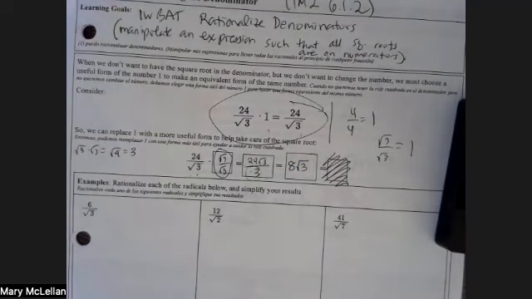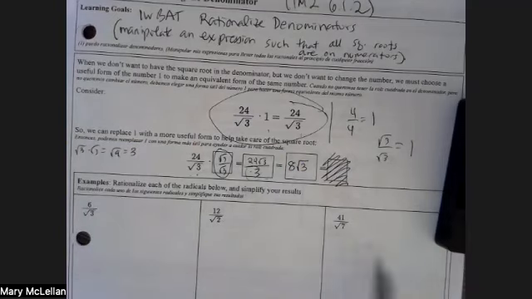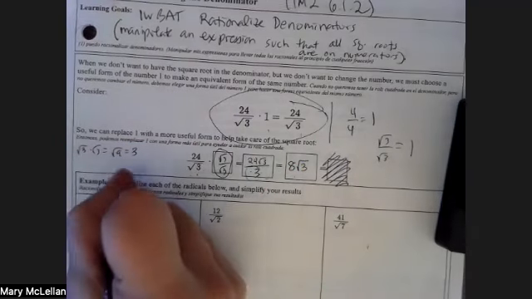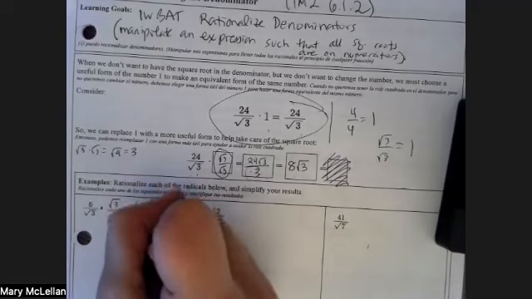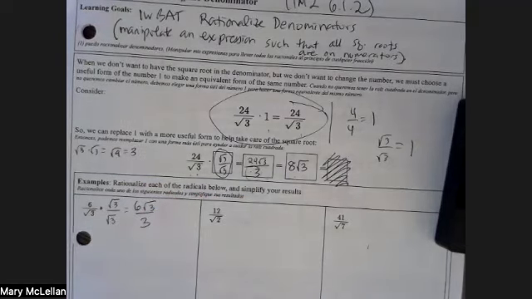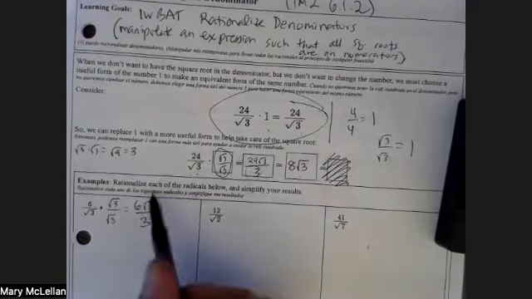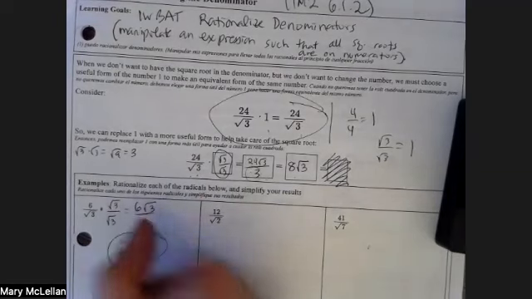Let's do a couple examples. We're going to rationalize each of these radicals. First one, 6 over root 3. Multiply top and bottom by root 3, and I get 6 root 3 over 3. This is not the final answer because 6 divided by 3 is 2. So I rewrite this as 2 root 3.